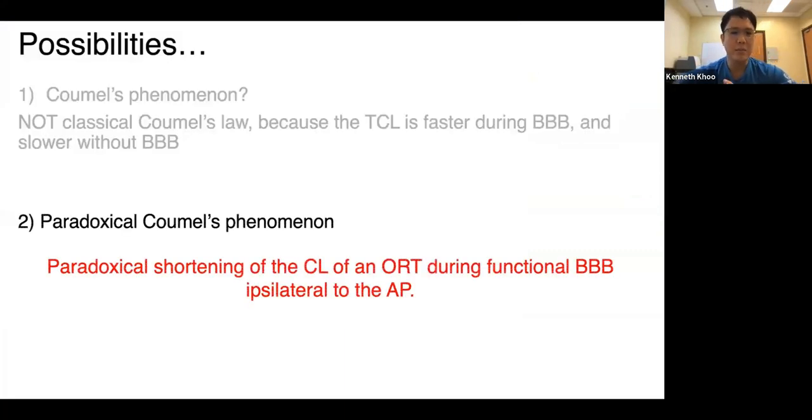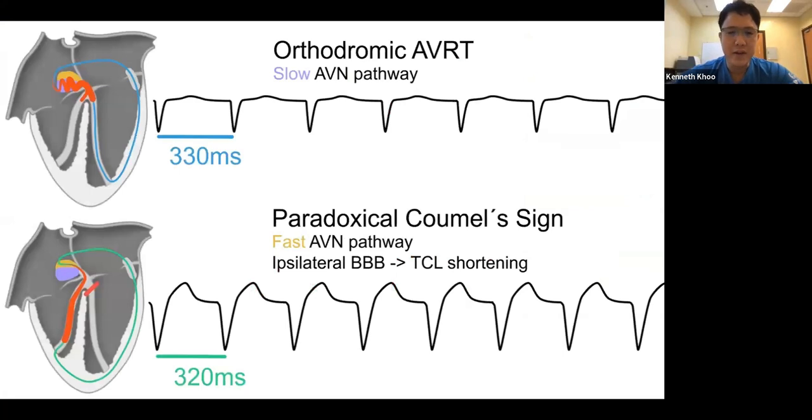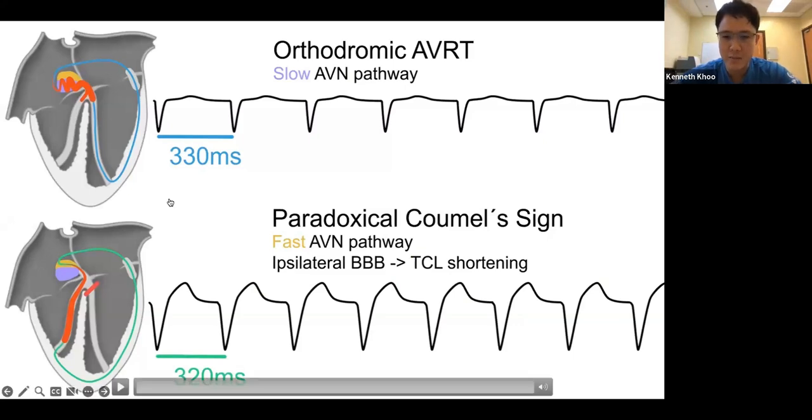So what we have here is called paradoxical Kuhlman's phenomenon. That's the diagnosis of this patient. It is defined as the paradoxical shortening of the cycle length of an ORT during functional bundle branch block that is ipsilateral to the accessory pathway. This is a very nice animation that I took off from YouTube. I'll leave the link right at the end of the presentation, but I'd just like to leave this video on for like 5 seconds for the audience to appreciate.